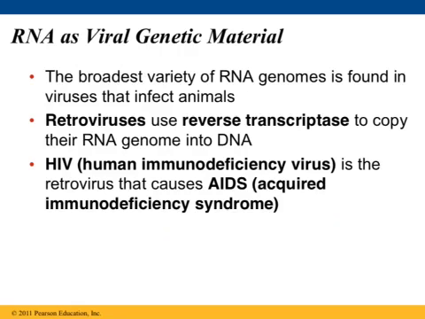So if we think of it, reverse transcriptase. Transcription normally takes DNA and turns it into some form of RNA. But if we're reversing transcription, we are taking RNA and turning it into DNA. So that's what retroviruses do. A good example of a retrovirus would be HIV, the human immunodeficiency virus, which is the retrovirus that will cause the disease or condition AIDS, acquired immunodeficiency syndrome.